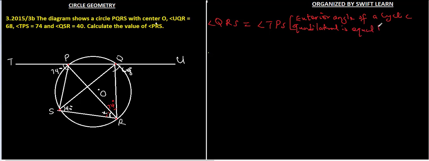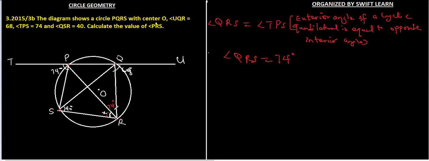Is equal to the opposite interior angle. That means QRS is equal to what? 74 degrees. Do you see that now? It is equal to what? 74 degrees. Now remember, it's only the x one to get.